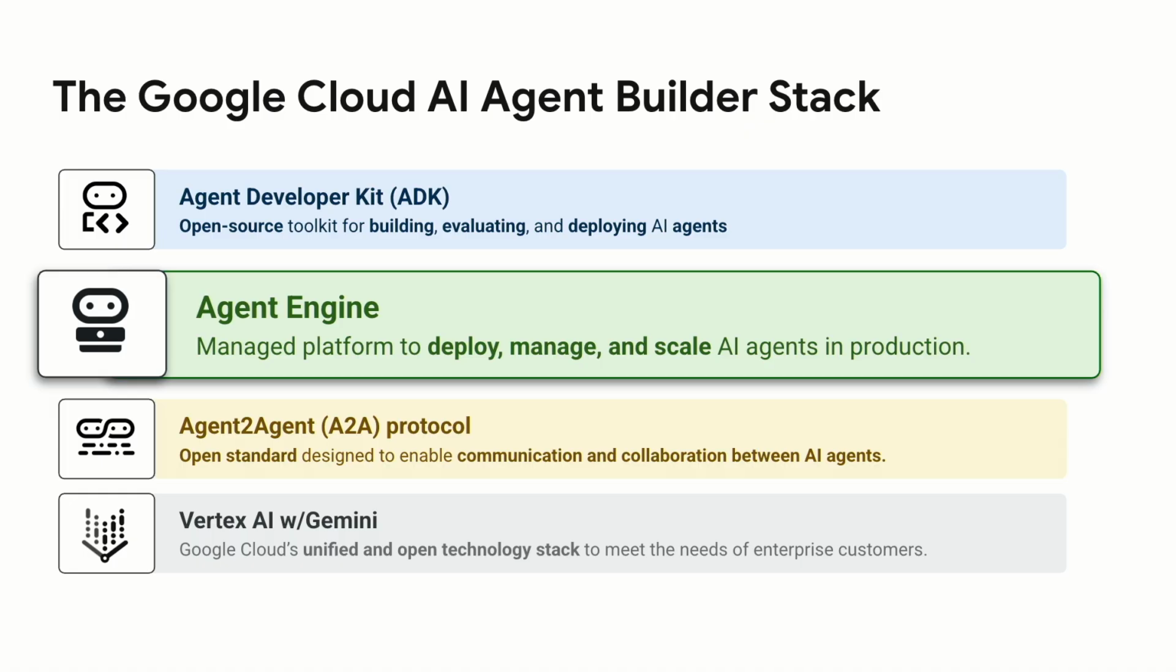Next, let's take a look at how Agent Engine fits into the broader Google Cloud AI agent builder stack. We recommend developers build and optimize agents with ADK, and deploy, manage, and scale agents with Agent Engine. Use A2A for agent-to-agent communication and coordination. Of course, use Gemini to power your AI agents. Agent Builder is a very powerful platform for you to build enterprise-grade AI agents and automatically evolve your agents with Google's continuous innovation.